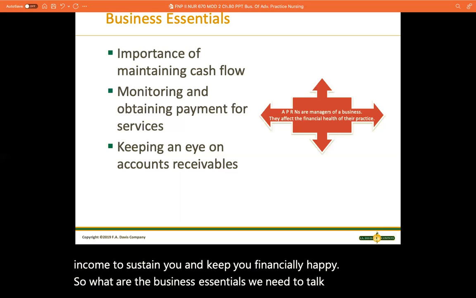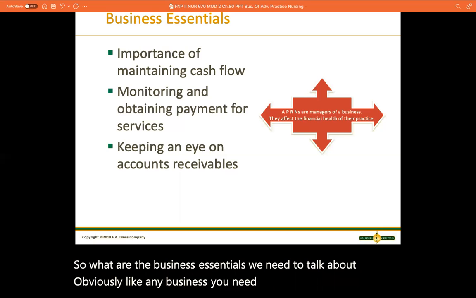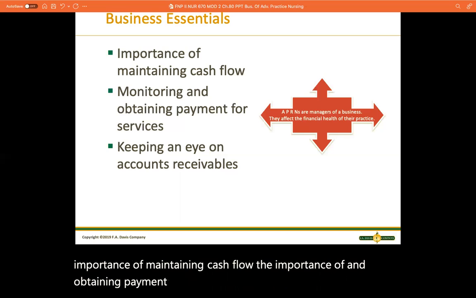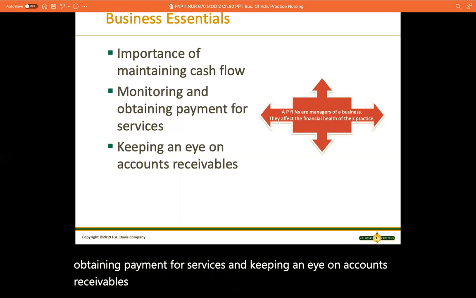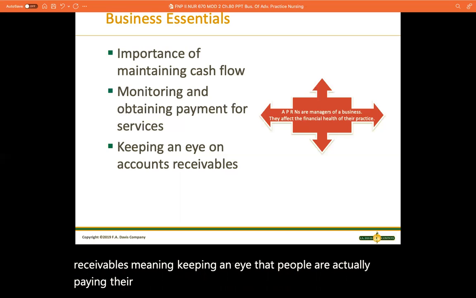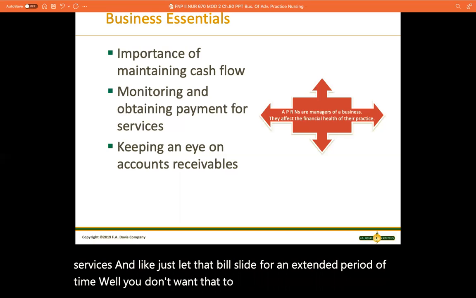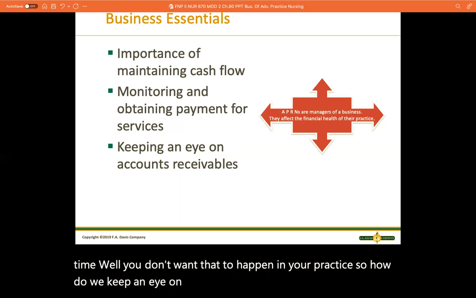Obviously, like any business, you need to remember the importance of maintaining cash flow, monitoring and obtaining payment for services, and keeping an eye on accounts receivables, meaning keeping an eye that people are actually paying their bills. Okay, so how many of you have gone for medical services and just let that bill slide for an extended period of time? Well, you don't want that to happen in your practice. So how do we keep an eye on accounts receivables? That's what we're going to get into.